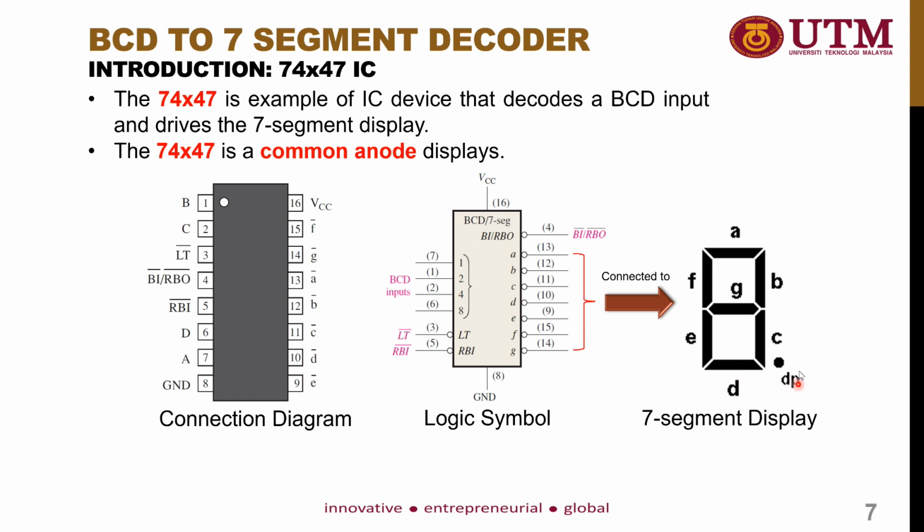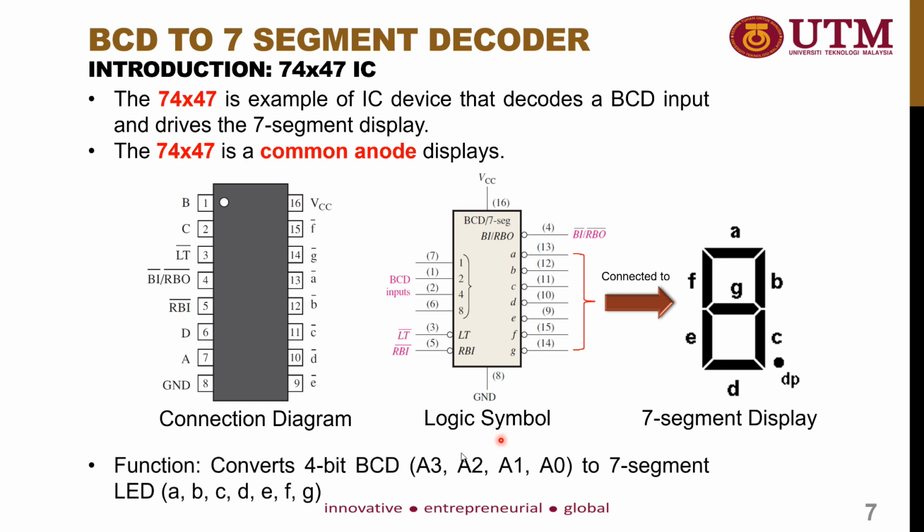And sometimes the 7-segment display also has the decimal point, which is connected to the extra pins inside the BCD to 7-segment decoder. So the function of the IC is to convert a 4-bit BCD A3, A2, A1, A0 to 7-segment LED, which is represented by A, B, C, D, E, F, and also G.